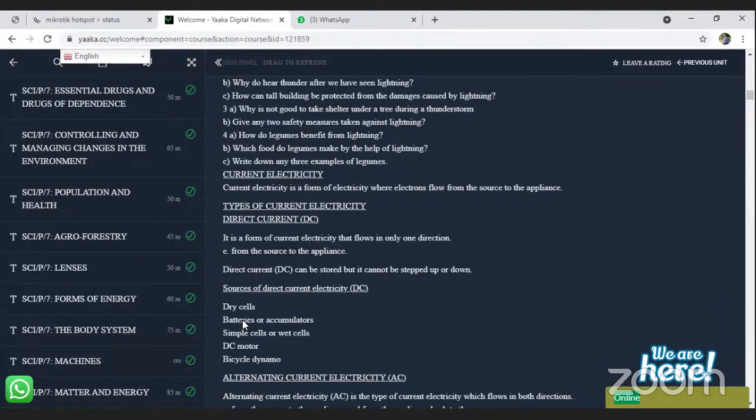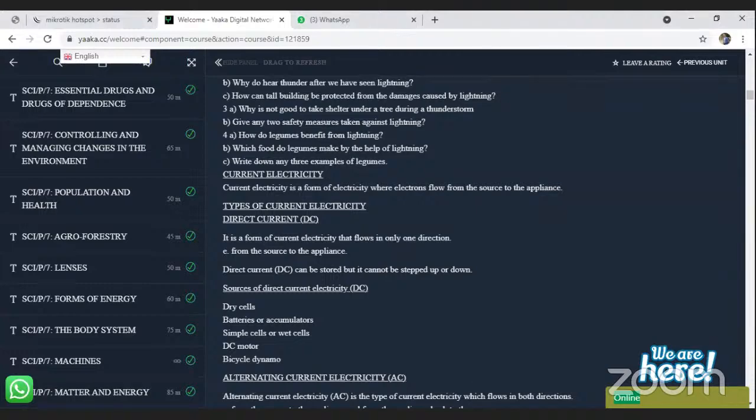Even car batteries, you just connect them direct. You can use these batteries to play radios or any other thing that you need, or even in salons and so on. Simple cells, the same thing. Simple cells or wet cells, where you can use maybe even an orange, which contains the electrolyte, which acts as a source of electricity. Then DC motors and bicycle dynamos. With bicycle dynamos, you will always see a bicycle. As we continue, we shall see a bicycle with its dynamo.